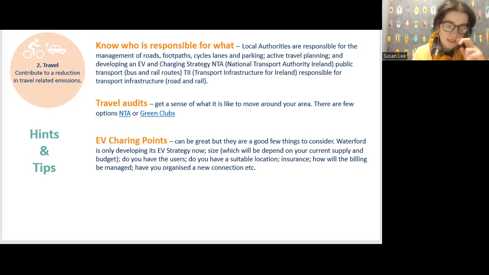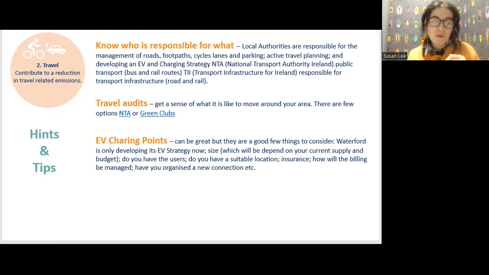Now EV charging points, they can be great. There are communities rolling them out, but there's a good few bits to consider with them. So first of all, Waterford City and County Council is only developing its EV strategy now. So that could change the landscape of where chargers are. Also the size that you're going to put in. Are you going to put in a slow charger or a fast charger? That's going to depend on your current electricity supply and also your budget.